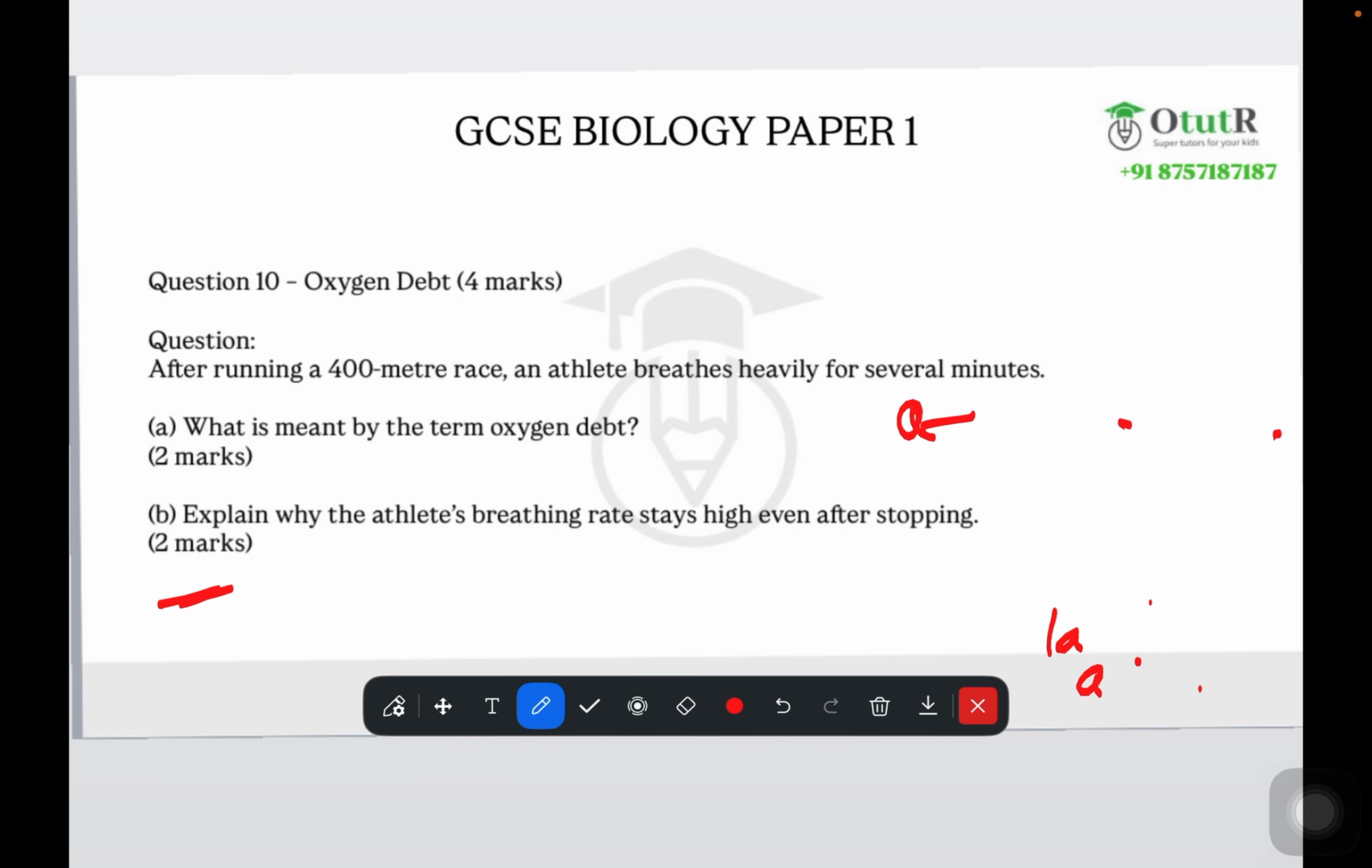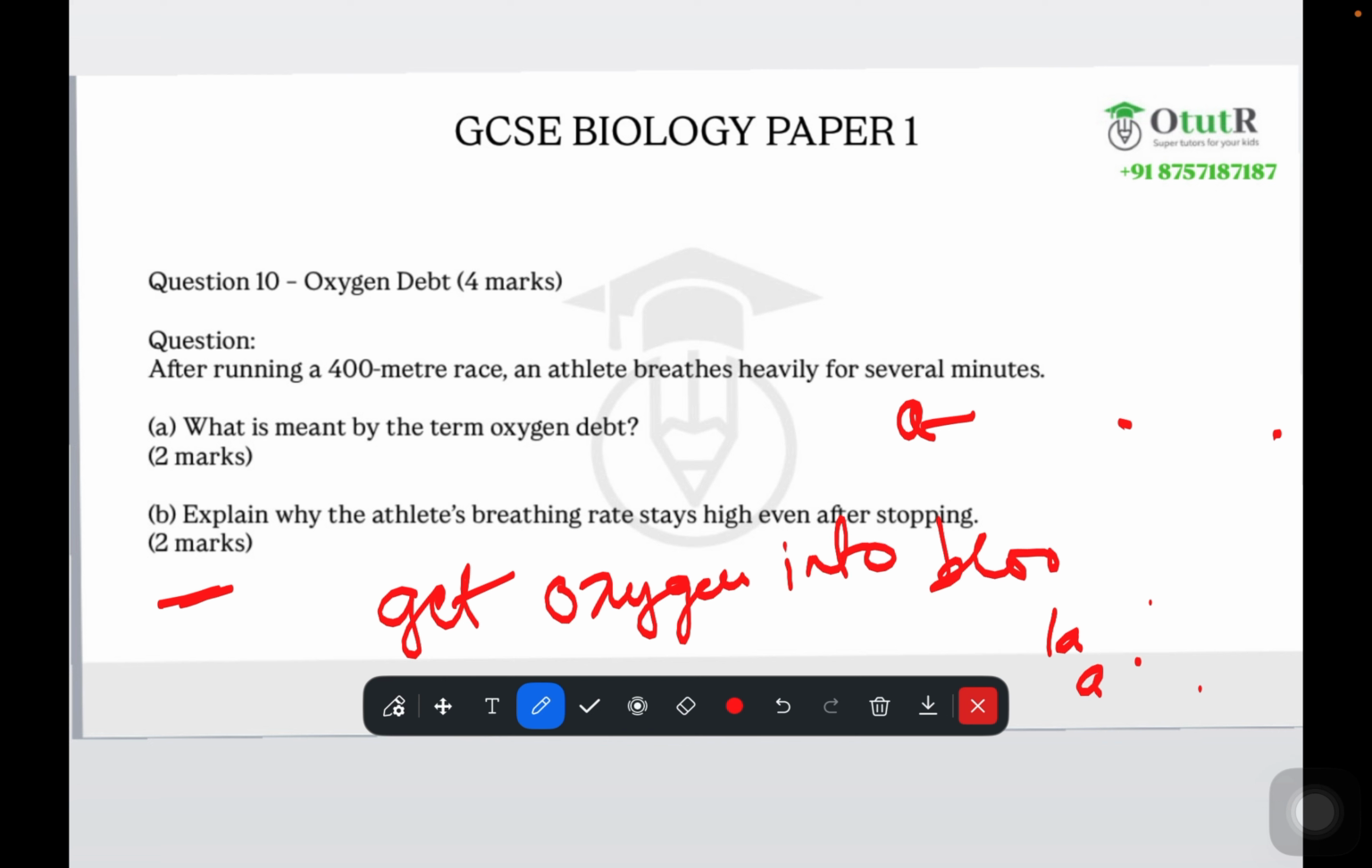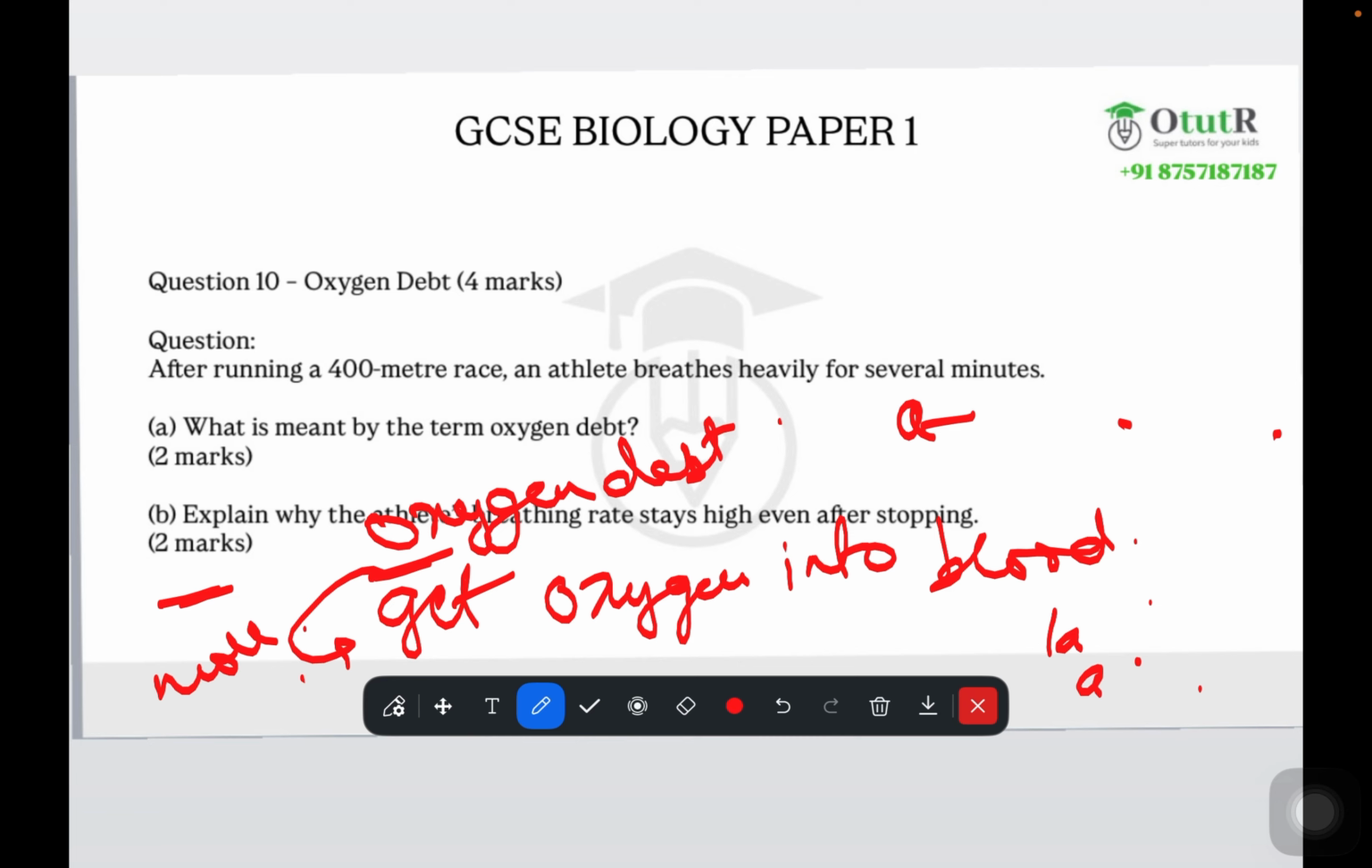Again, it's a 2-mark question, so we'll explain it in 2 points. The extra oxygen is used to convert lactic acid back into glucose or to repay the oxygen debt. This requires continued deep and fast breathing to get oxygen into the blood. The first part will be the explanation of oxygen debt, and then we need more oxygen to get oxygen back into the blood.